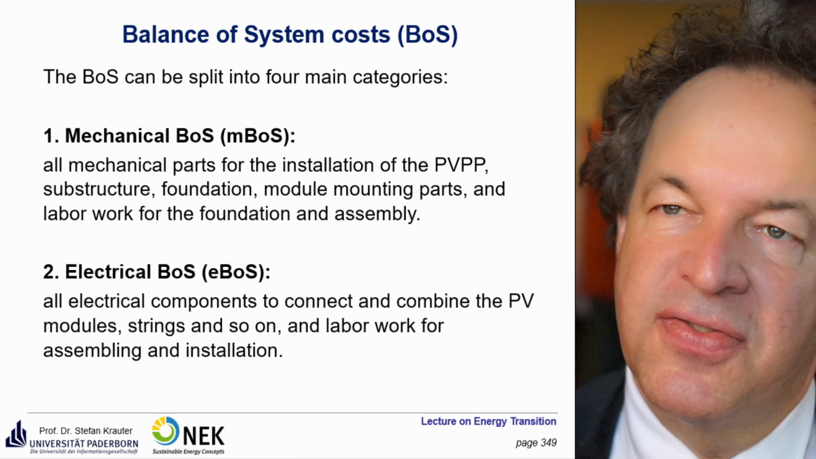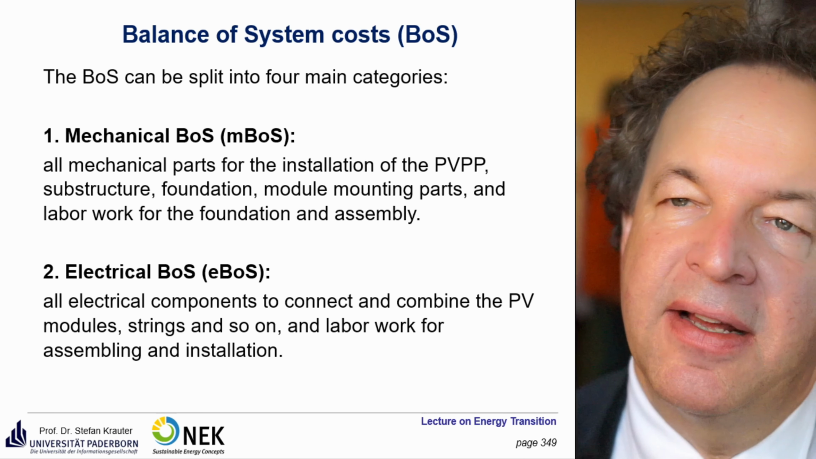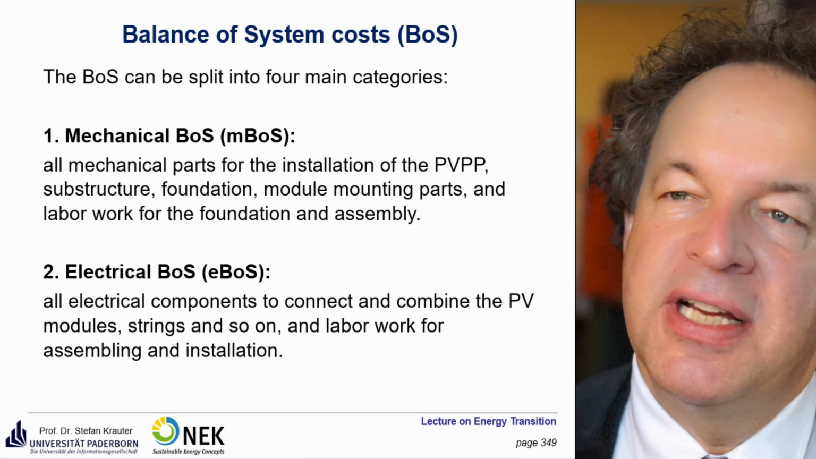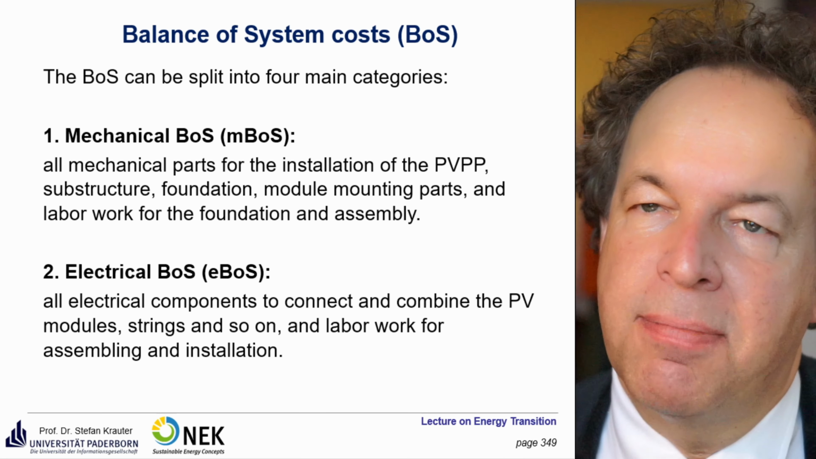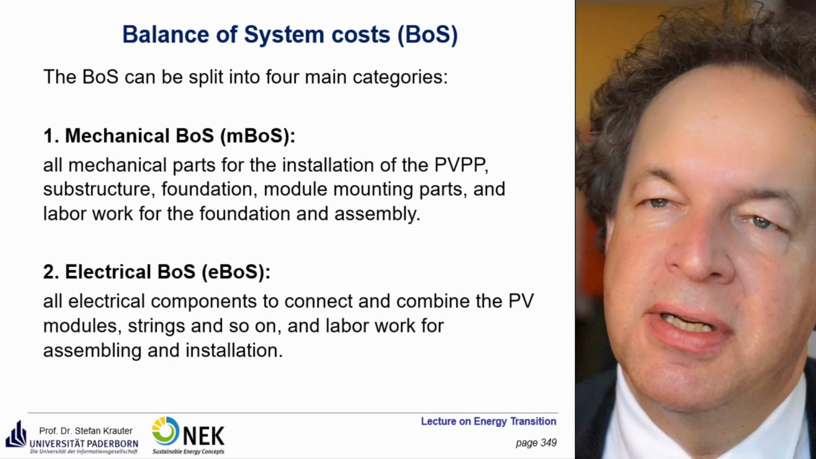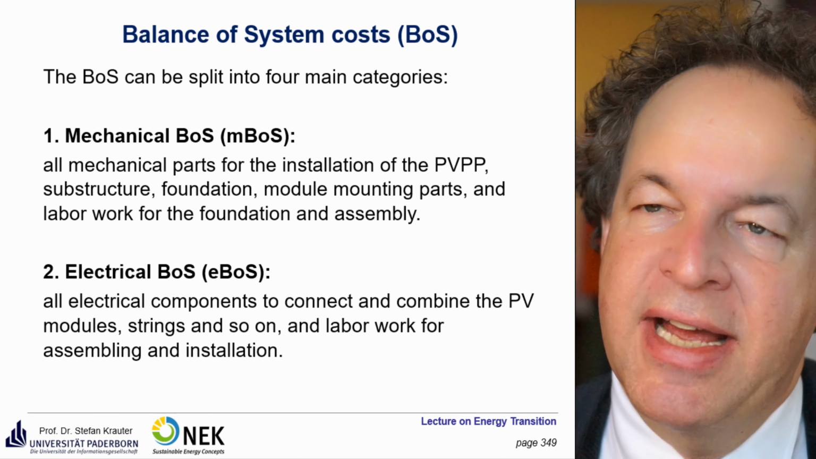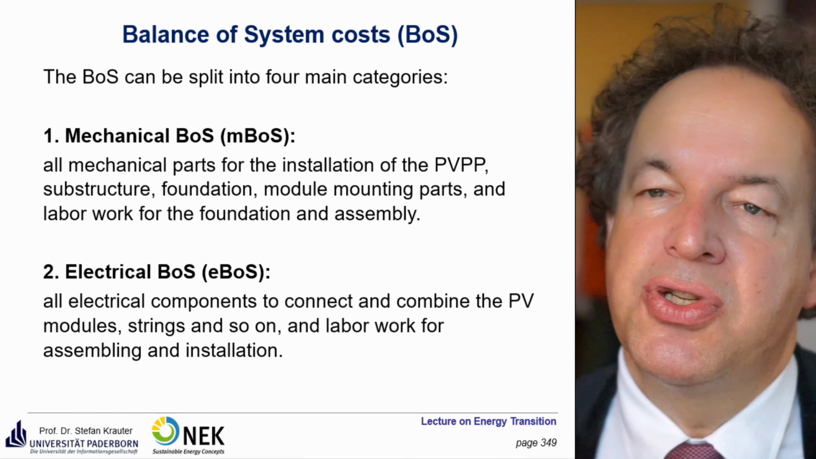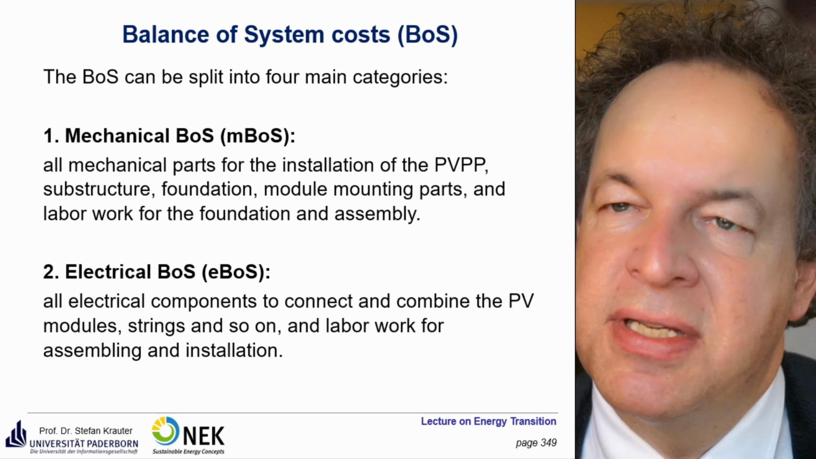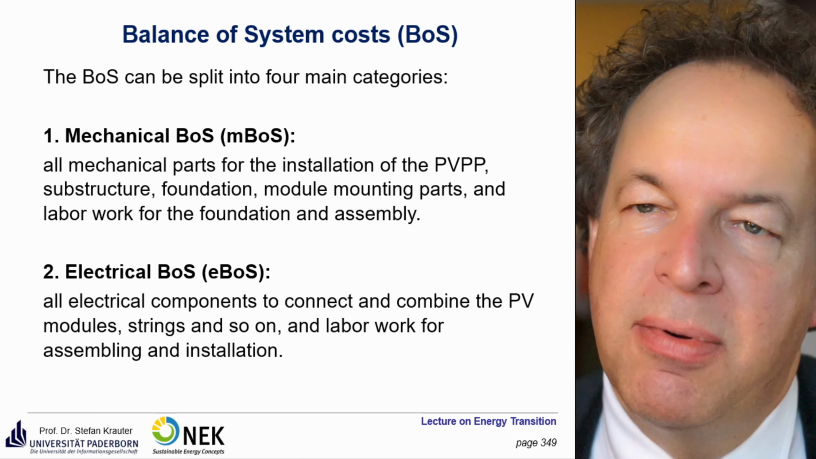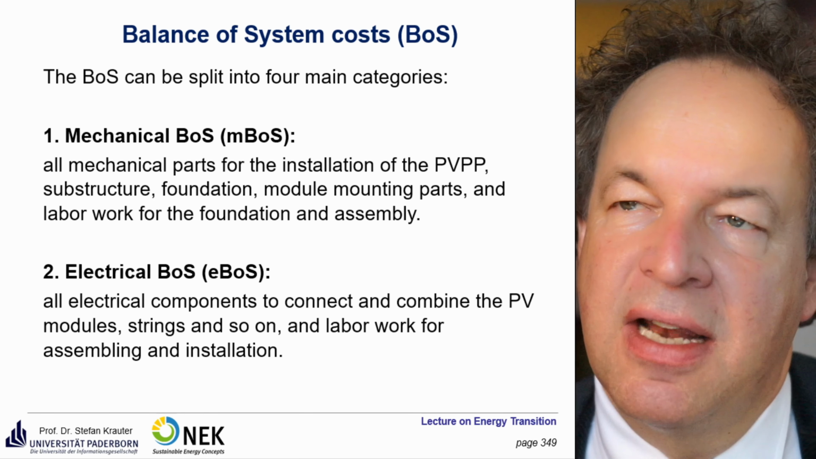Take a look at the balance of system costs. So you have the mechanical balance of system costs. This includes all mechanical parts for the installation of the photovoltaic power plant. So that means substructure, mounting parts, and so on, labor for the foundation and assembly. Then you have the electrical balance of system costs. That includes all electrical components to connect and combine the PV modules, strings and so on, and labor for the work of assembling and installation.